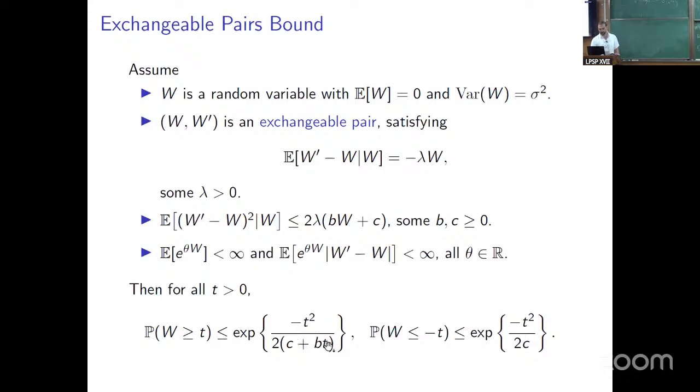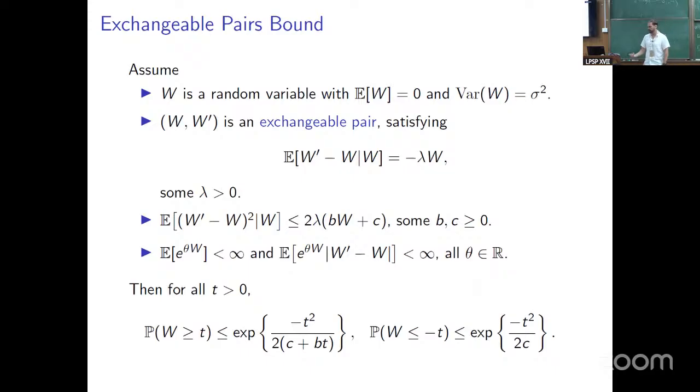So B is not equal to 0. This is not sub-Gaussian because we have this T squared and a T here. And then the left tail is bounded by e to the negative T squared over 2C. So we don't have that problem with the left tail. Okay, so that's the theorem.